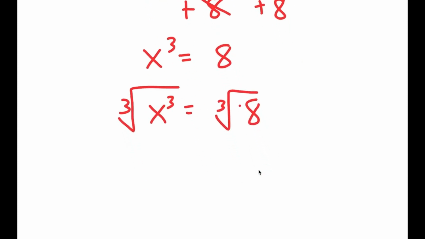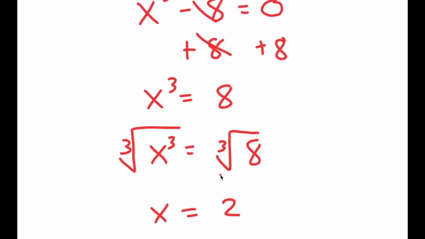So the cube root of x to the power of 3 is x, and the cube root of 8 is 2. So then they get x equals 2, which is a solution to this equation. But actually, there are more than one solution to this equation.